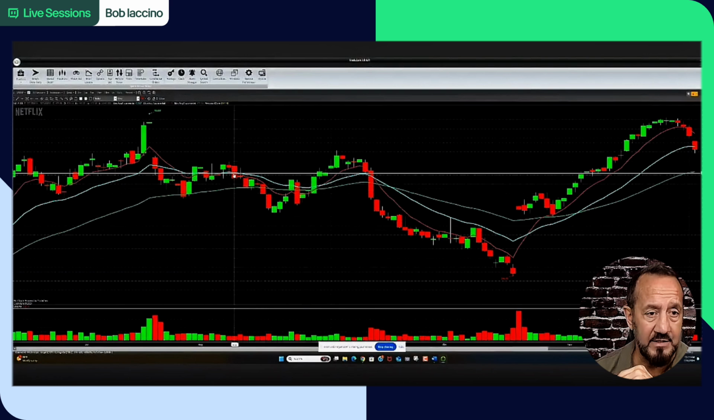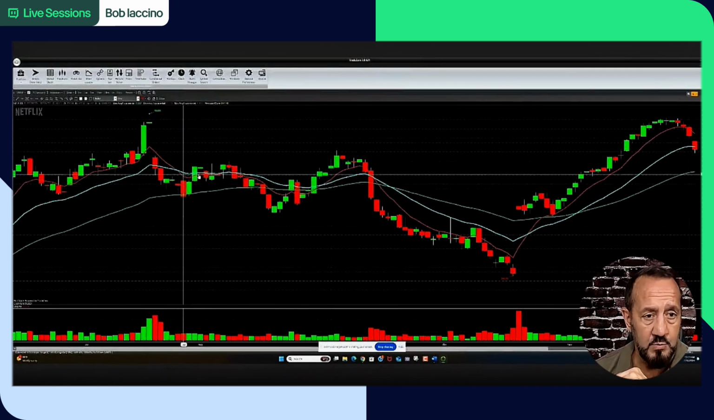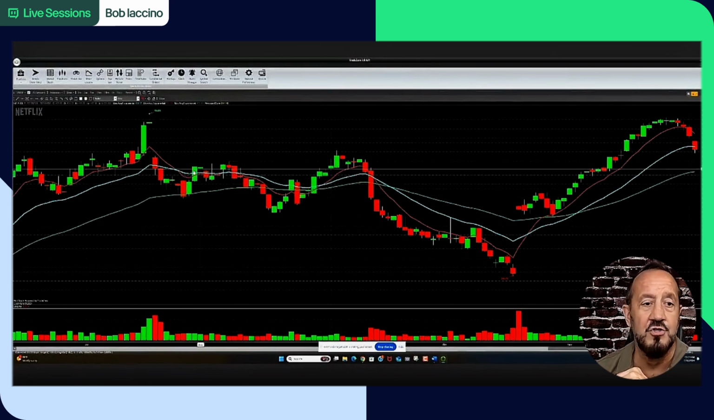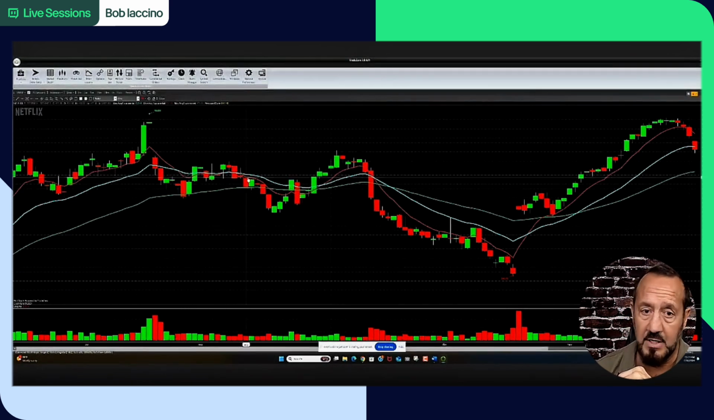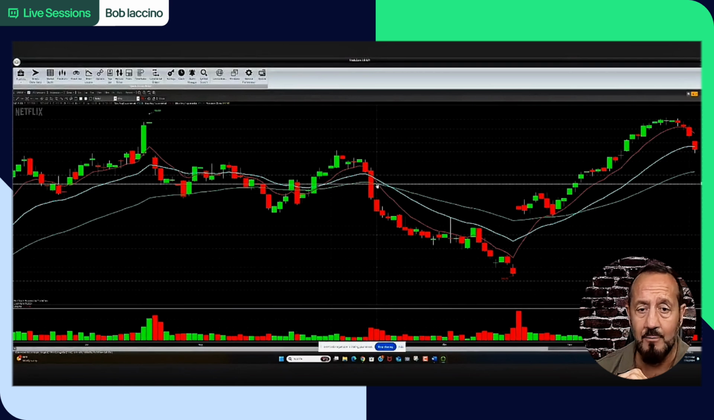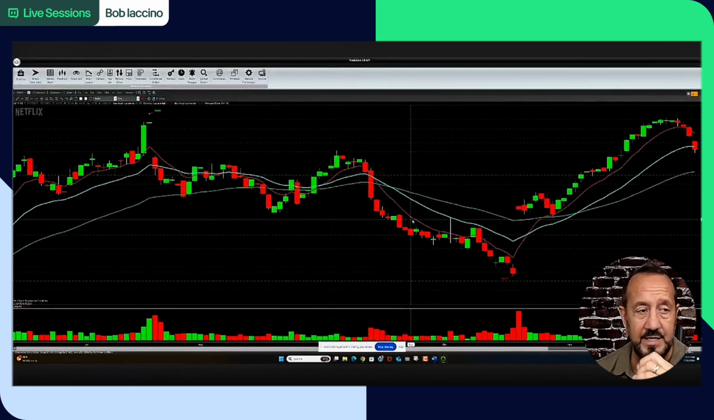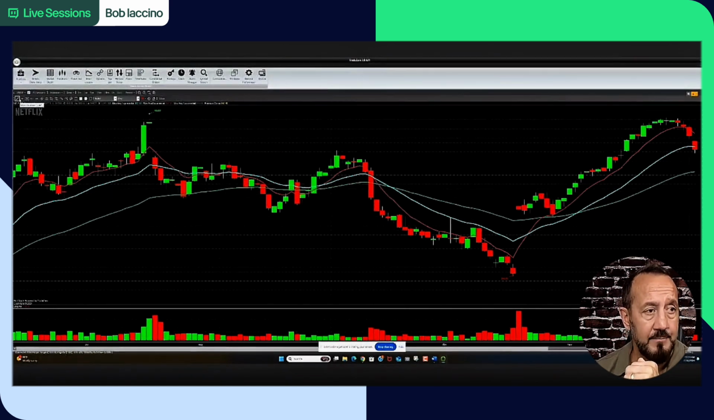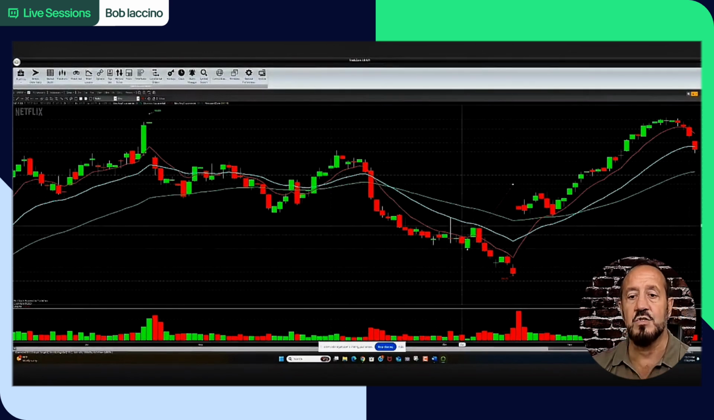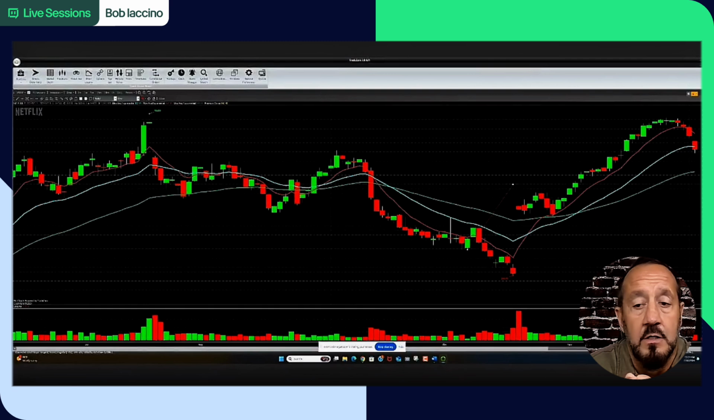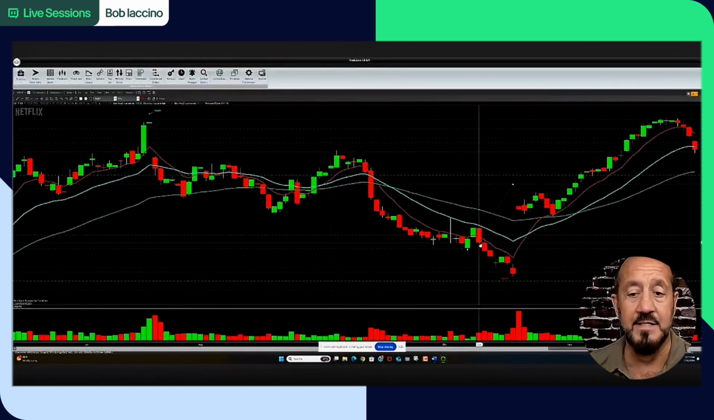Some of you guys may say, well, why didn't you take the short trade up here? Well, the same reason I didn't take the short trade here or the long trade here or the short trade here. Because when this thing is flat and moving in a congested area, I'm just going to get chopped up. So when I get this first cross, I want confirmation that the downtrend is taking hold.